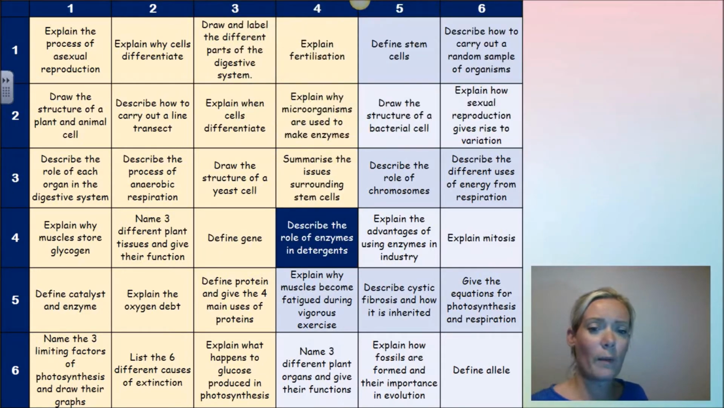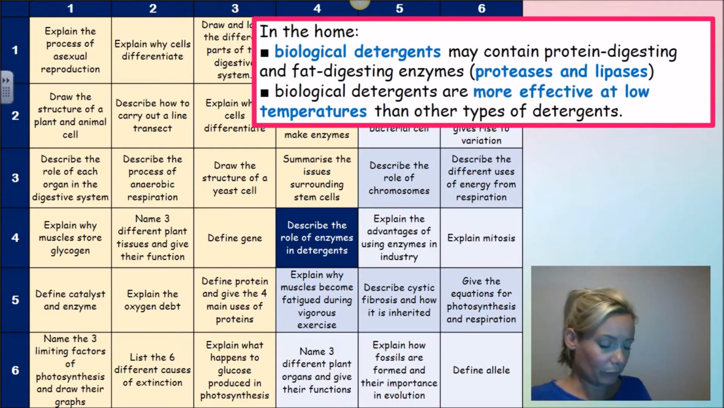Okay, next one, describe the role of enzymes in detergents. So you should be thinking biological washing powders. Non-bio do not contain enzymes, biological washing powders do. So they might contain proteases to break down protein-containing food. They might also contain lipases, and that breaks down any fats that you might have on your clothes. So protease and lipase will be present in detergents.